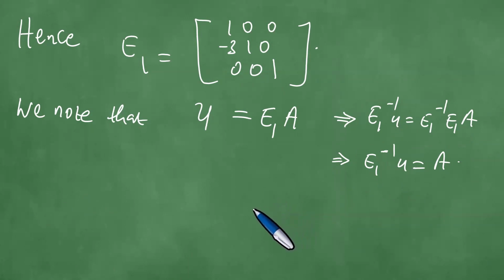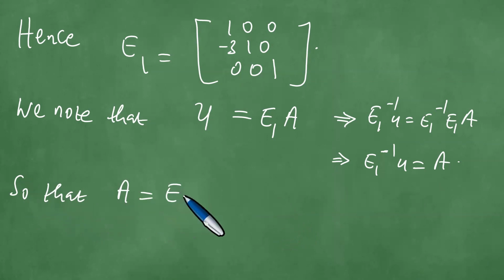What then are we able to achieve out of this? Well, the meaning is that the matrix A is E1 inverse U. And E1 inverse U is therefore the product of an elementary matrix times an upper triangular matrix. This means that if we are able to write A in this form, we would have been in a position to express A as a product of an elementary matrix with an upper triangular matrix. So what we do right now is to consider the elementary matrix E1.